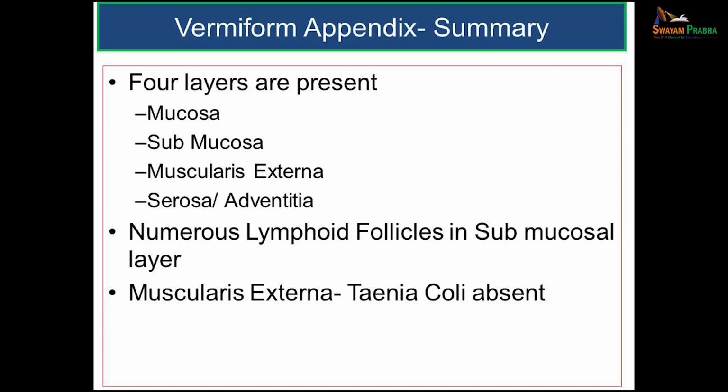And as compared to the rest of the large intestine, in the outer longitudinal layer of the muscularis externa, the taenia coli, which are the 3 thickened longitudinal bands present in the rest of the large intestine, are absent in the vermiform appendix. Not only in the appendix, it is also absent in the rectum. So these are the specific features of the vermiform appendix.